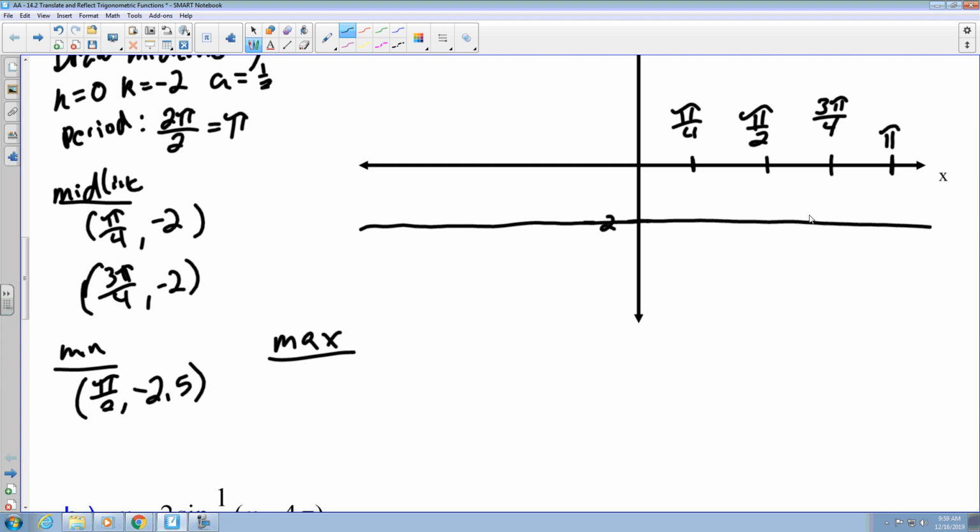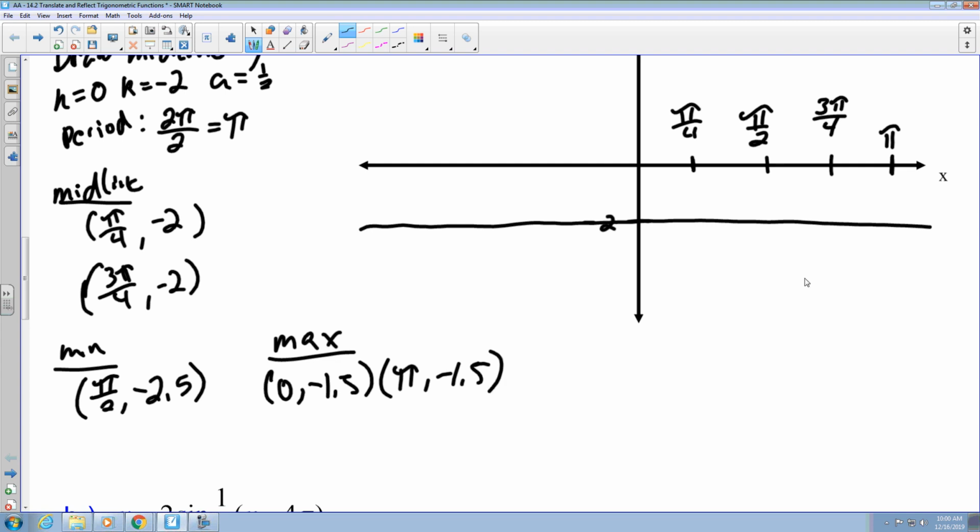My max is, there's 2 of them. The first one is h, so h is 0, comma, a plus k, so it's 1/2 plus -2, so that's negative 1.5. And then my other max is going to be simply the period, which is pi, comma, a plus k, so that's negative 1.5. All right, so we found all 5 key points.